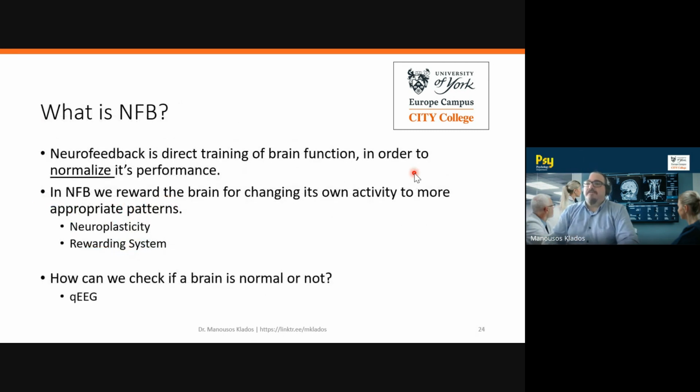Anyway, so what is neurofeedback? Neurofeedback is the direct training of brain functions in order to normalize their performance. In neurofeedback, we reward the brain for changing its own activity to more appropriate patterns, and this is based on neuroplasticity and the rewarding system.